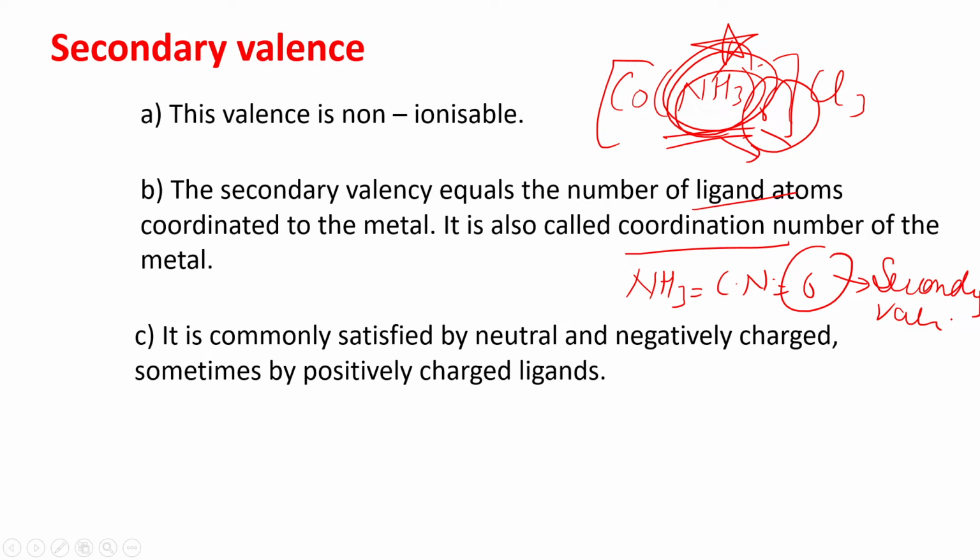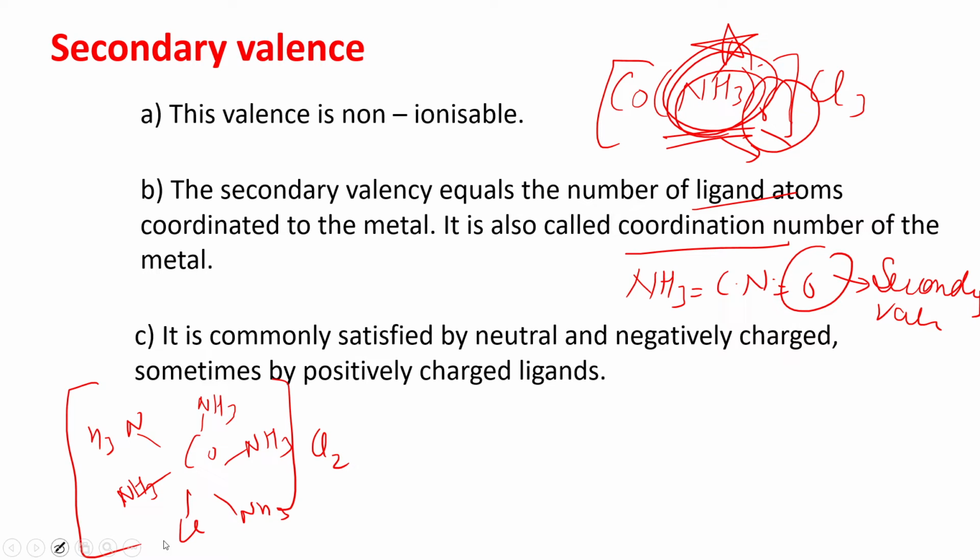The coordination can be satisfied by neutral or negative charge, or sometimes positive charge as well. For example, in this complex: cobalt, ammonia, ammonia, ammonia, let's say one chloride is there, ammonia, ammonia, and Cl2 outside. Tell me, is this chloride ion a secondary valency or primary valency? Basically, this chloride ion is acting as both. It is acting as secondary valency.